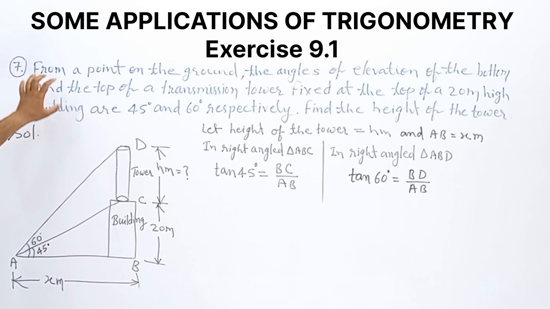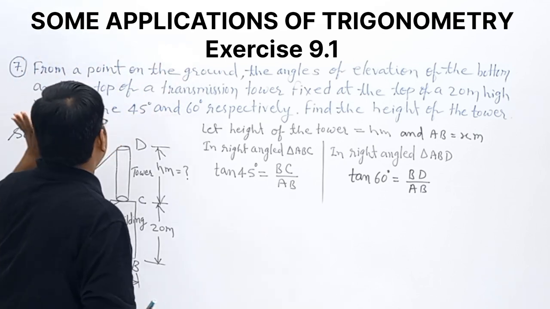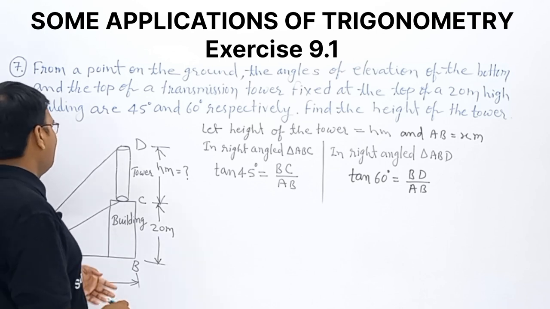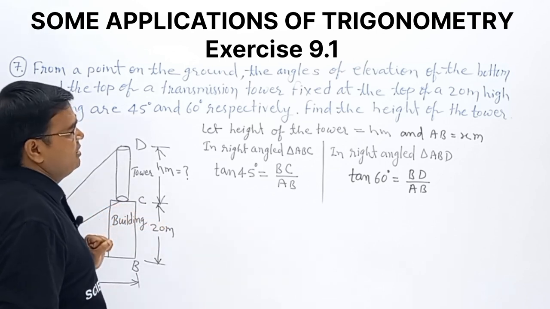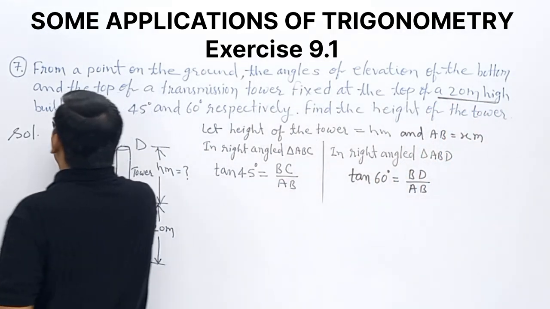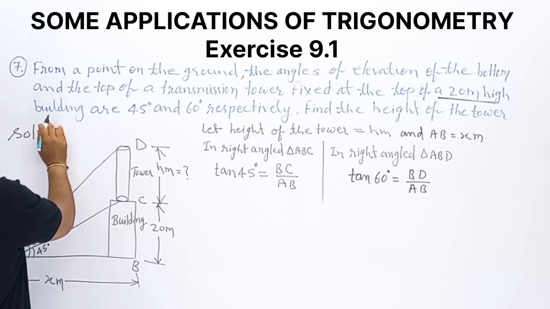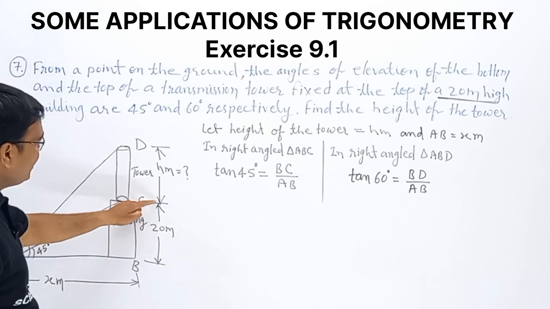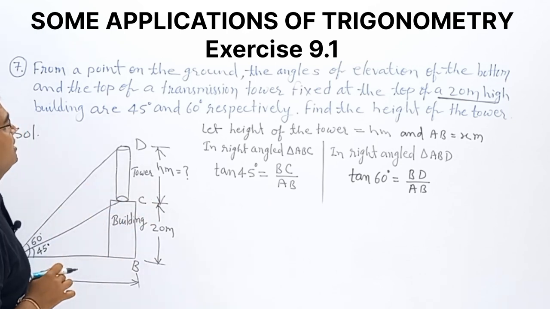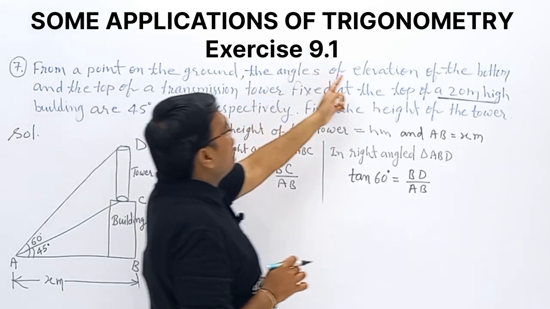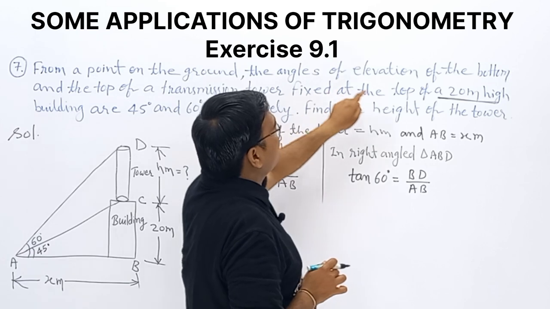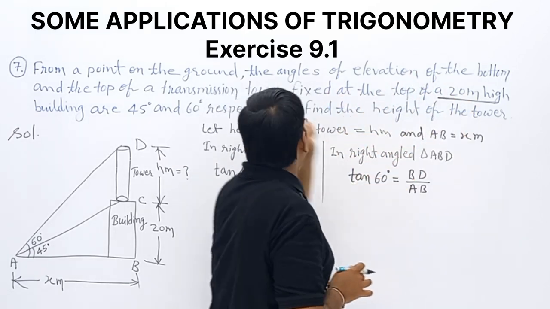Observe, from a point on the ground, we have one building, and the height of that building is 20 meters. In the question, the height of the building is 20 meters. Clear? This is the building, BC, and its height is 20 meters. Now, the angle of elevation of the bottom and the top of the transmission tower fixed at the top of a 20-meter high building.